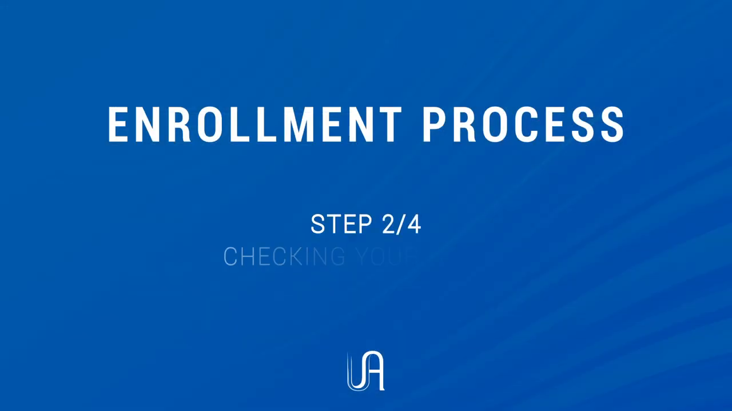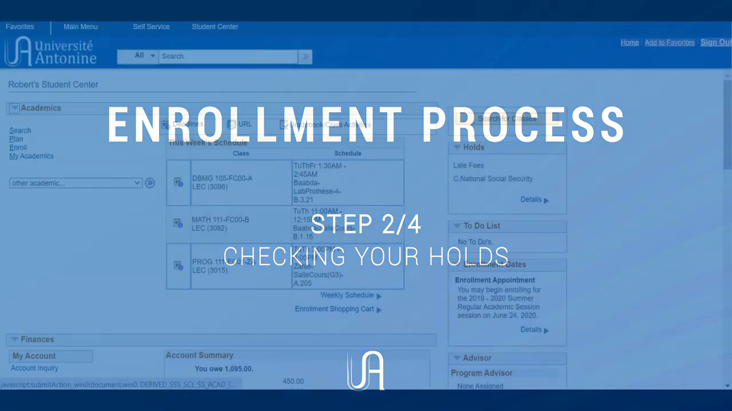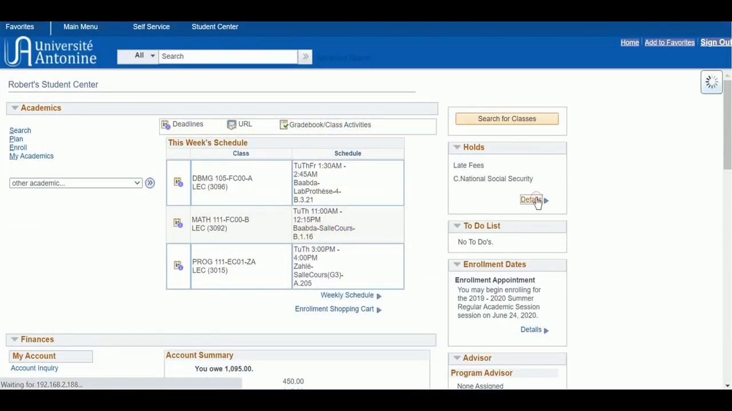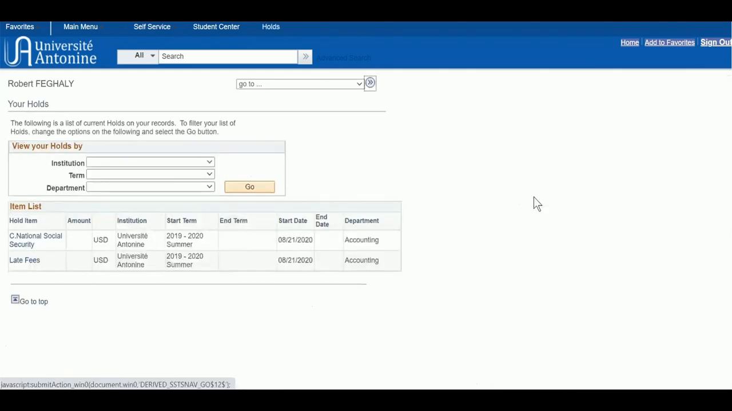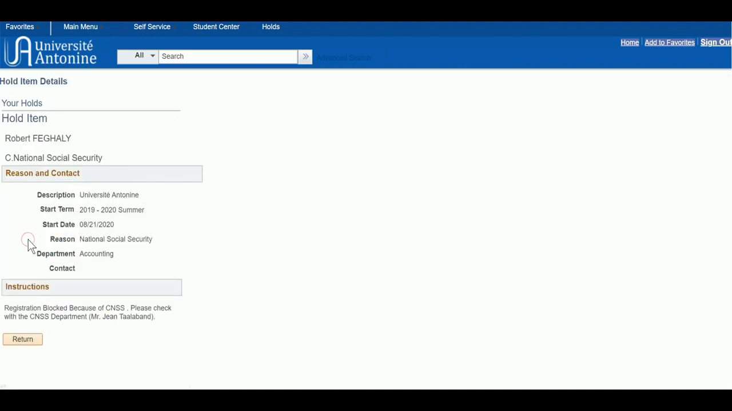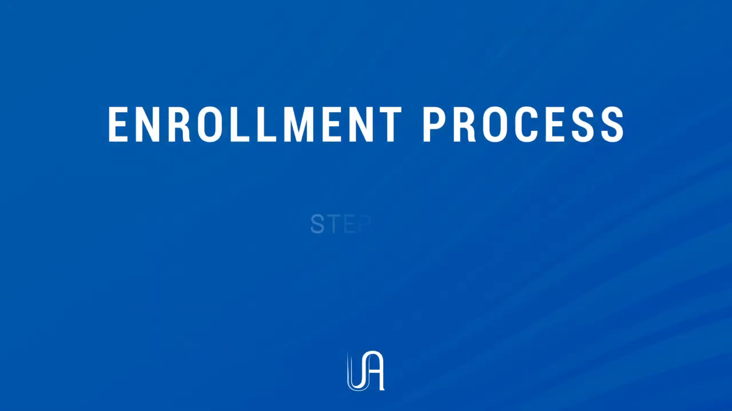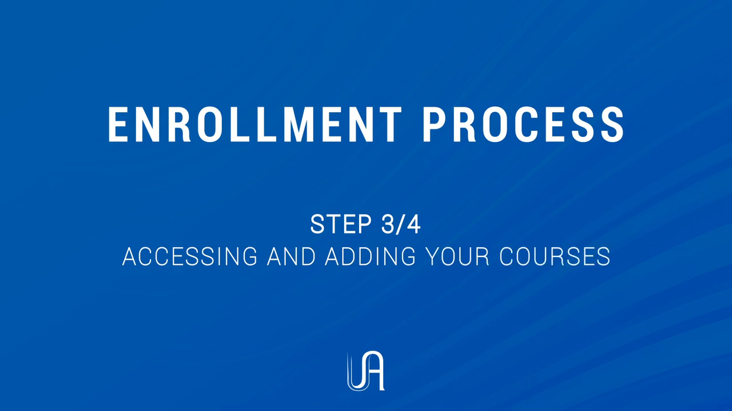Step 2, checking your holds. On the right side of the Student Center window, click on Details under the rubric Holds to make sure if there's any hold on your personal ID. Once you click on the hold notification, you will see further information about it and the correspondent instructions to release the hold.